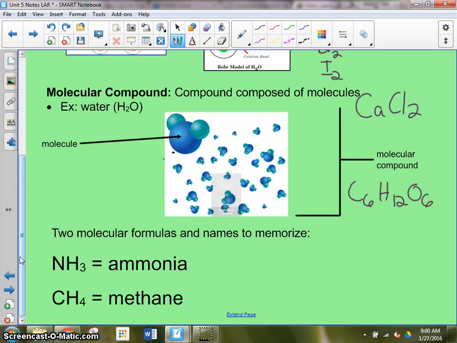Hopefully, you'll notice that NH3 ammonia is very similar to NH4 plus ammonium, the polyatomic ion that we've been using in our ionic compounds. That's because ammonia is simply an ammonium without the extra H plus. So ammonia is the NH3, ammonium is the NH4 plus.